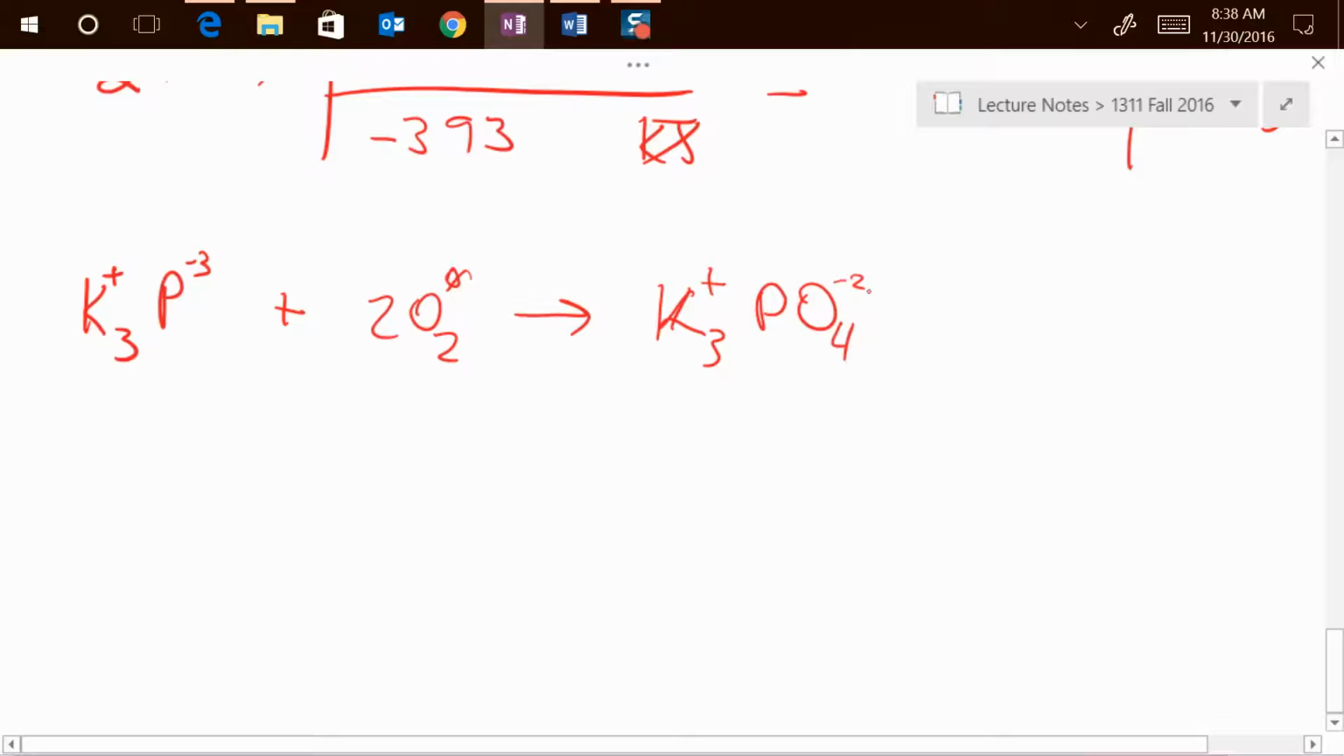Otherwise, it has an oxidation state of -2, or if it's a peroxide, like H2O2, now it's -1. But those are the only exceptions for oxygen. All right? Oxygen has an oxidation state of -2. So overall, those 4 oxygens are giving me how many negative charges? -8. So phosphorus has what oxidation state?